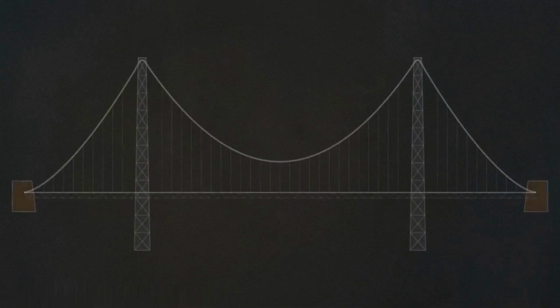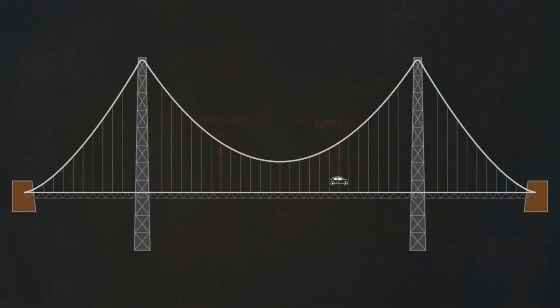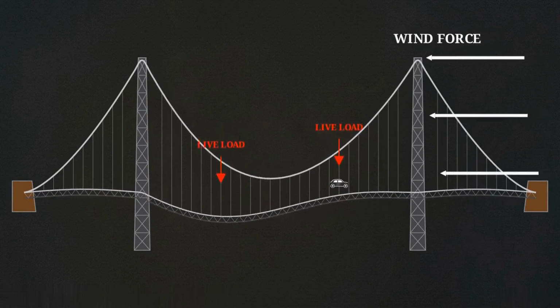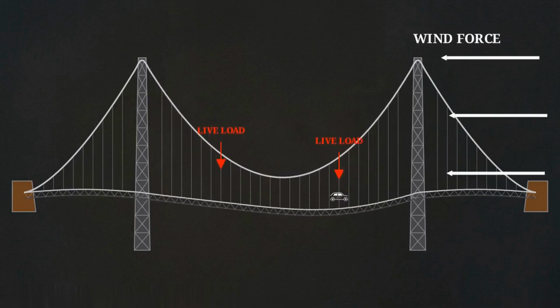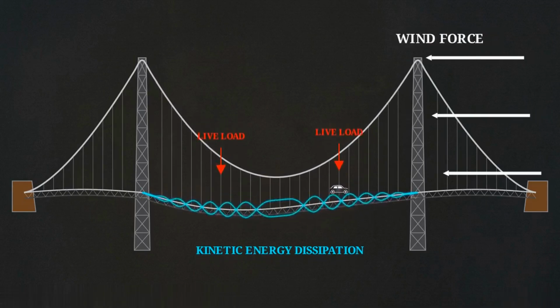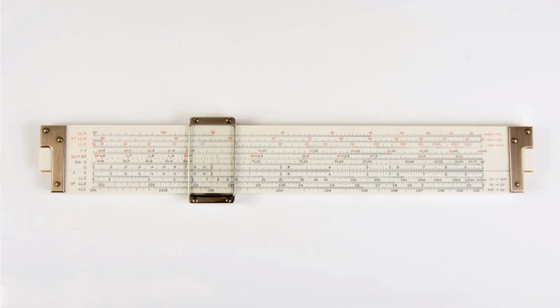This wireframe animation demonstrates how that deflection works in reality. The bridge deck isn't static. It is designed to safely flex up and down by several feet, converting the kinetic energy of traffic and wind into harmless motion. These massive, complex deflection vectors were calculated using tools like this vintage slide rule.